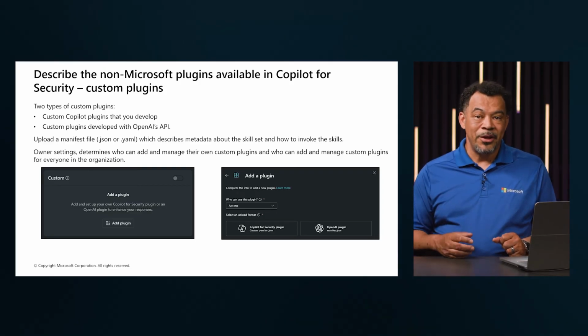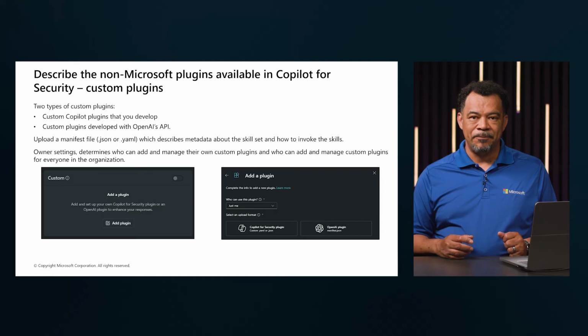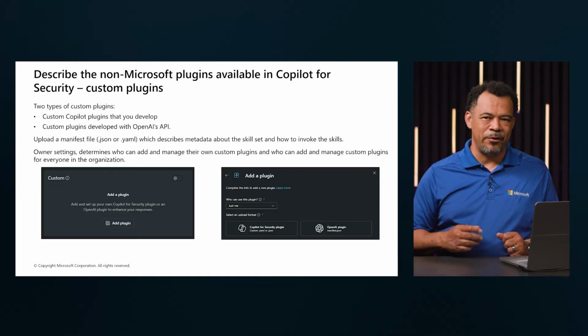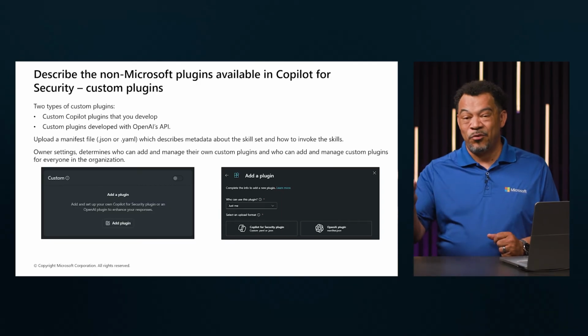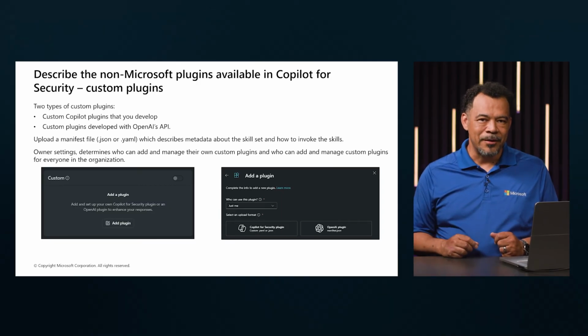To get started, you'll upload a manifest file. It's going to be either a JSON or YAML file, which tells Copilot what the plugin does and how to use it.